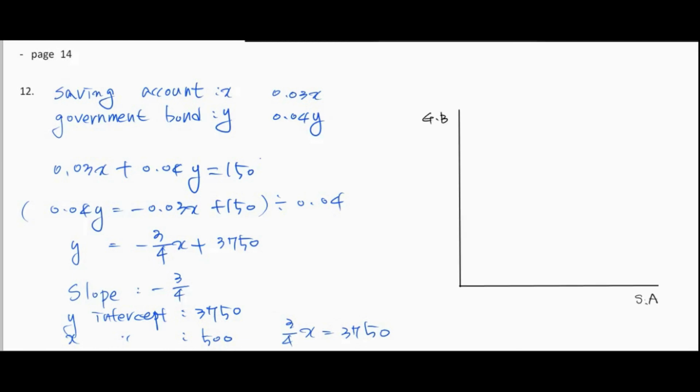And this time, let's draw the graph. So right here is a graph. The x-intercept is 5,000. The y-intercept is 3,750. So when we connect these two points, we'll get the graph. And also, because the money can be 0.7, 0.5, this will be a solid line. And we'll finish question 12 like this.